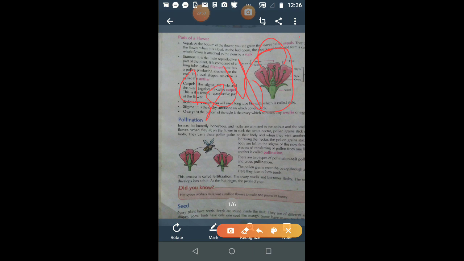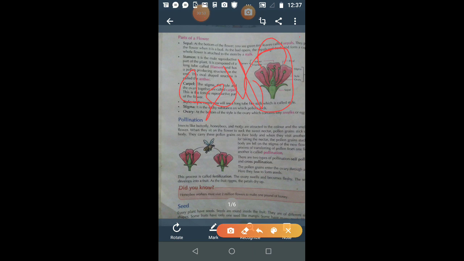Is it clear? Do one thing. With the help of a diagram, first draw a single flower. In the manner I showed you, with an arrow show that pollens are entering into the stigma of the same flower. That is self pollination. Then draw a picture of a plant and draw 2-3 flowers on that plant. Now with an arrow show that all the flowers are on the same plant. Their plant is the same.